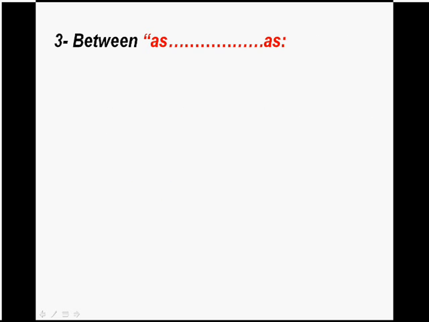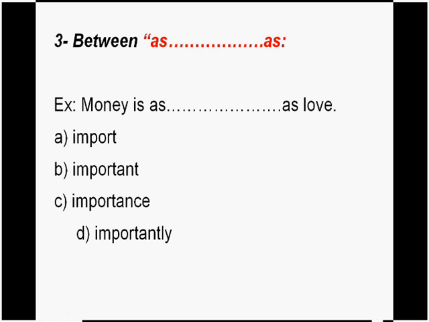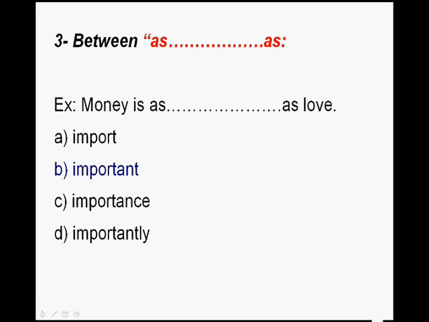Also, I put an adjective between as and as. Okay, and here I'm not comparing anything, I'm just putting as, then an adjective, and then as. Let's look at this example. Money is as important as love. So we have here as, then I have to put the adjective important.